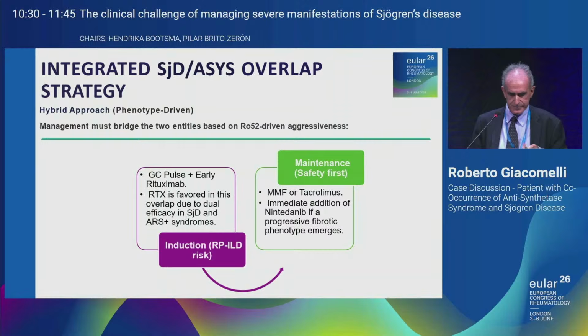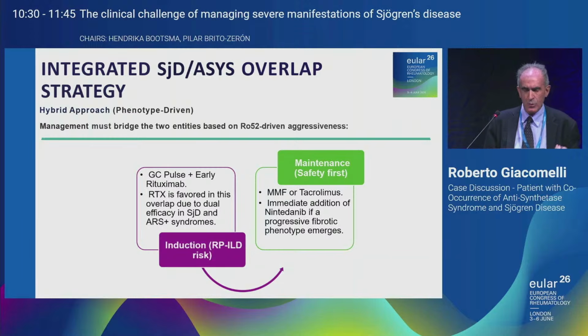possibility for these patients. In this case, I think that we have to speculate and propose a hybrid approach for these very complicated patients, including some suggestions for the treatment of interstitial lung disease in Sjögren and in antisynthetase syndrome. So we discussed and proposed to start immediately in this kind of patients a glucocorticoid pulse and an early rituximab intervention, due to the data showing the good efficacy of rituximab in the lung involvement both in Sjögren and in patients with disease associated with ARS autoantibodies.